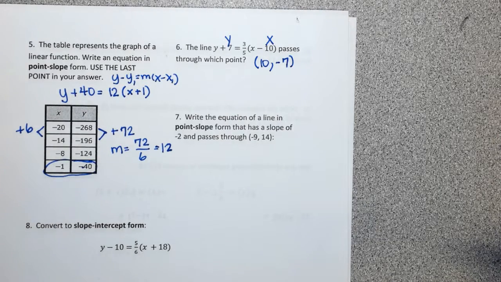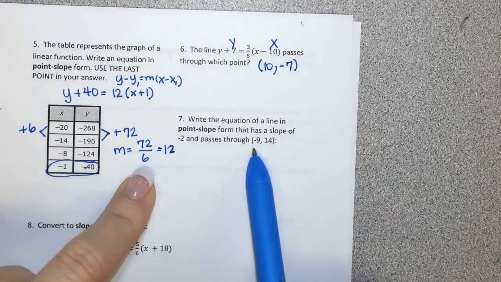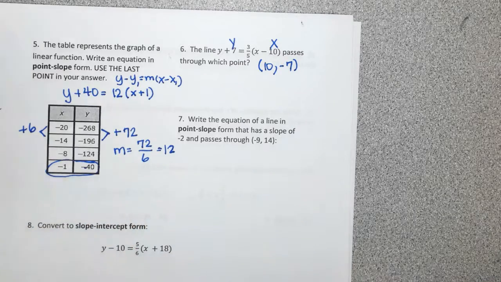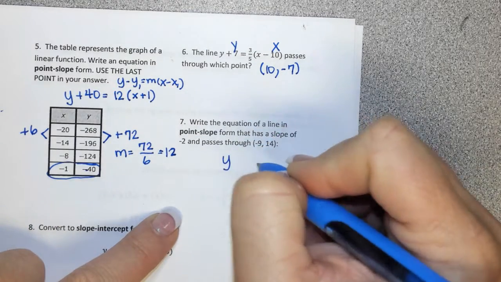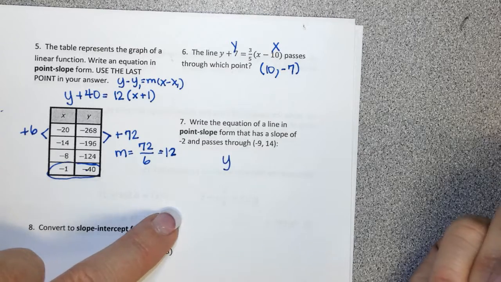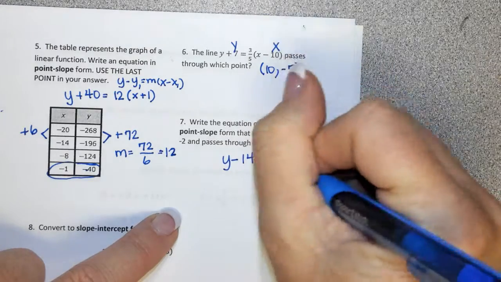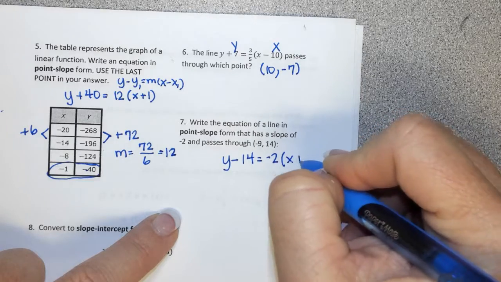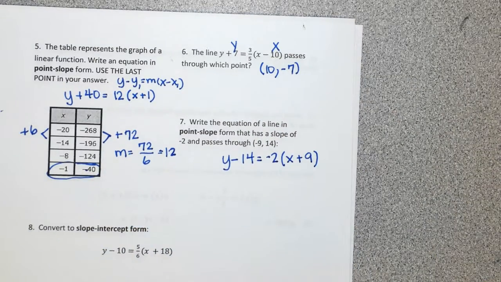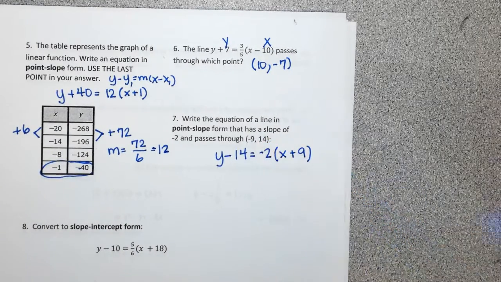Okay, number 7. Write the equation of a line in point slope form that has a slope of negative 2 and passes through the point negative 9, 14. Do I have everything I need to write it? Yes, they've given me everything, right? All right, so then I have y minus 14 equals negative 2 times x plus 9. Very good. And the only reason this one didn't say minus was because my x value was negative.